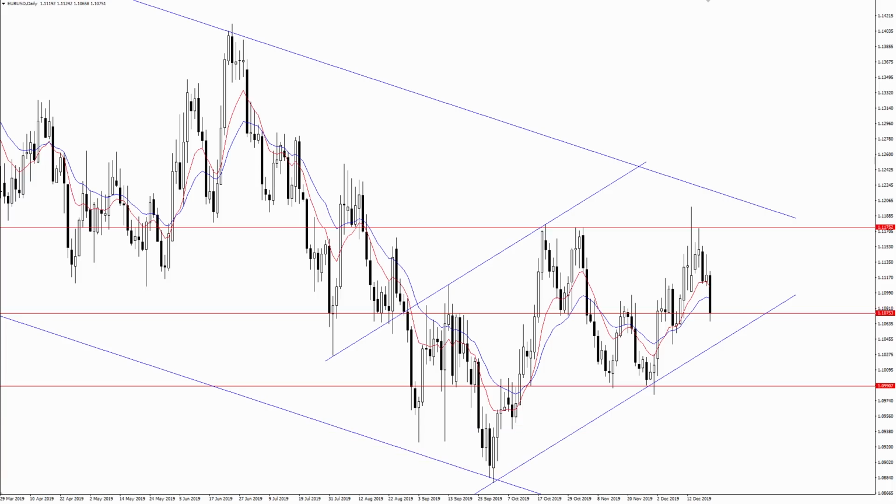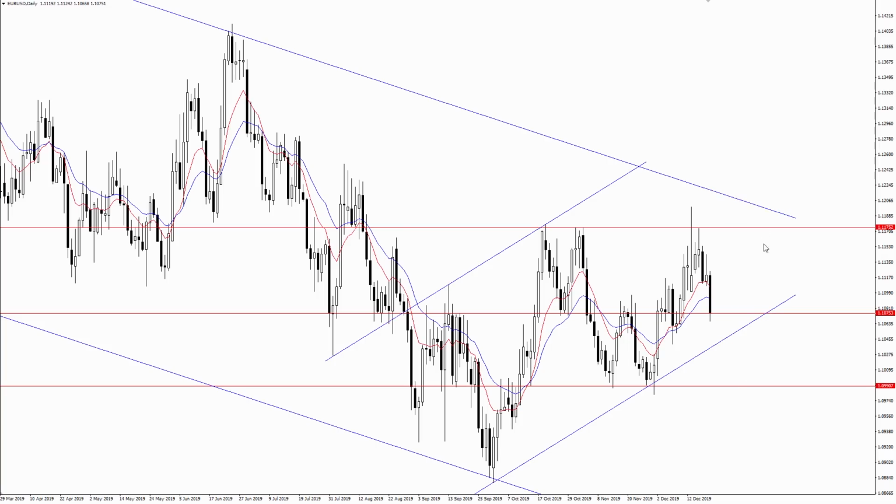So first up, as always, we have the Euro USD, and we have a familiar pattern that we've been watching now for several weeks. This ascending channel is the one that I'm waiting for in order to make a trade here. So I'm waiting for the Euro to either break to the upside of this descending channel top or to the downside of this ascending channel bottom.